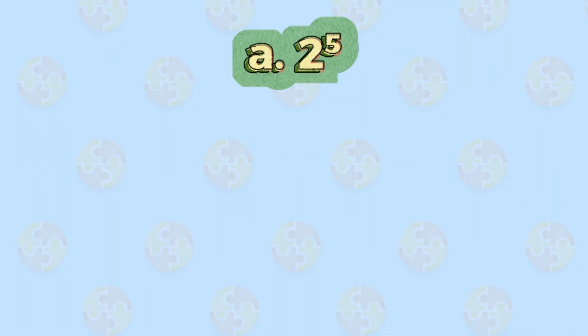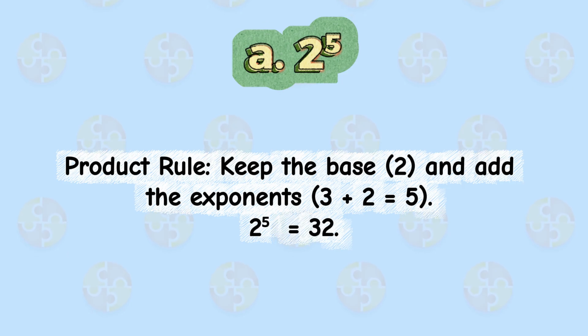The correct answer is A, 2 to the 5th power. Product rule: keep the base, which is 2, and add the exponents, 3 plus 2, which equals 5. 2 to the 5th power is 32.